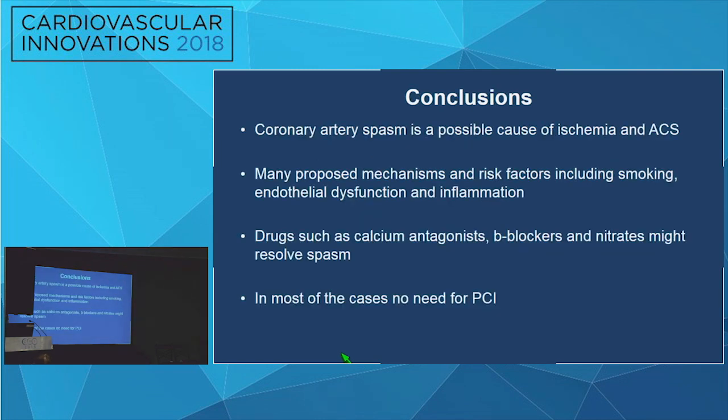In conclusion, coronary artery spasm is a possible cause of ischemia and acute coronary syndromes. Many mechanisms and risk factors, including smoking, endothelial dysfunction, and inflammation, have been proposed. Medical therapy is the gold standard treatment. And of course, in the vast majority of the cases, there is no need for PCI. FYI, the patient is doing fine. He quit smoking and he is still under medications. Thank you so much for your attention.